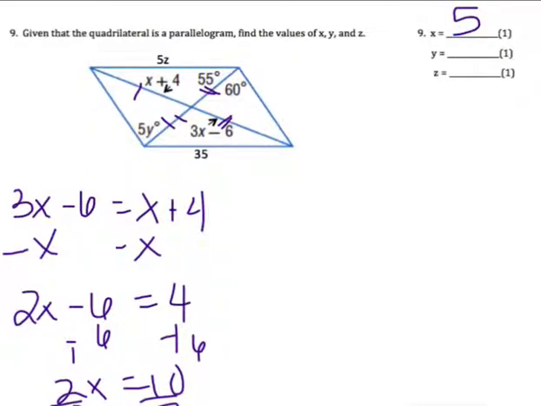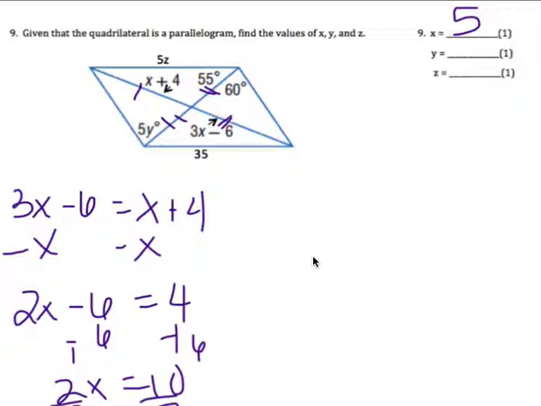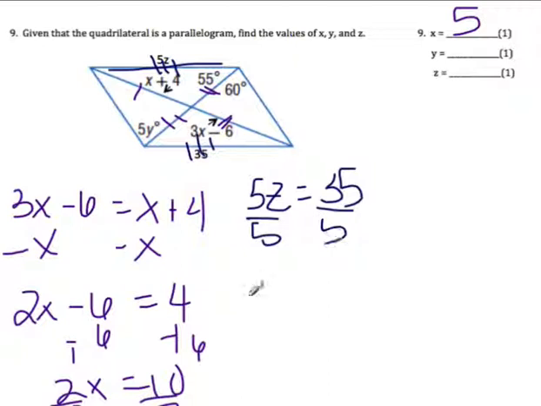Now we want to calculate our z. For z, opposite sides also have to be parallel, so 5z is equal to 35. Divide both sides by 5, and I get that z is equal to 7.